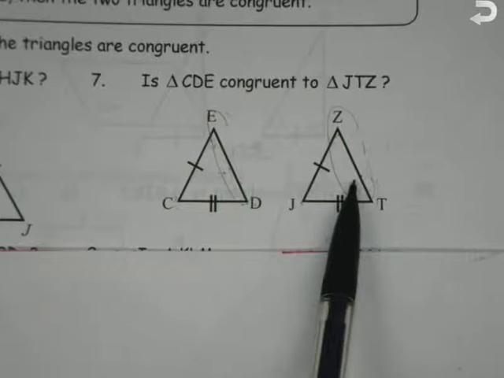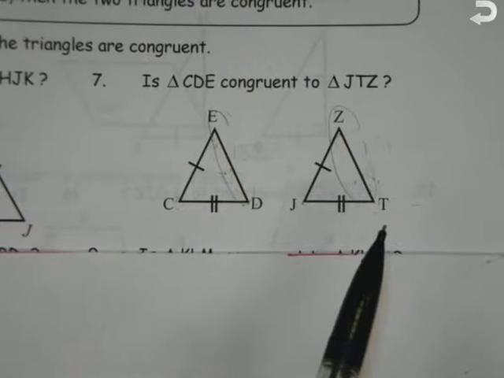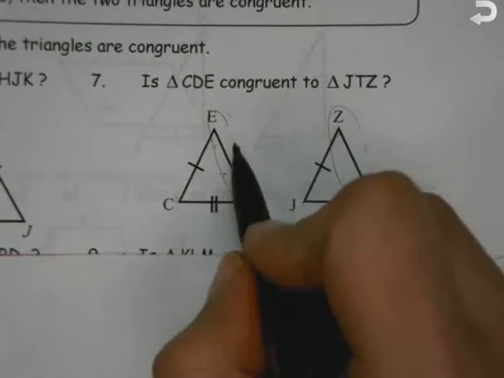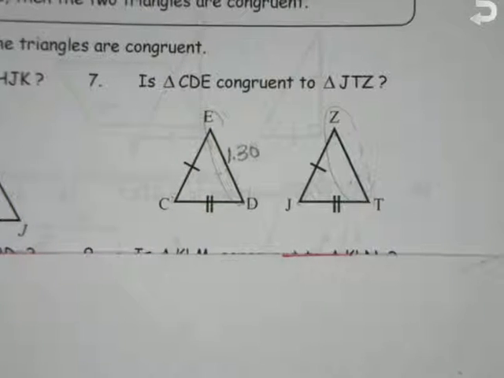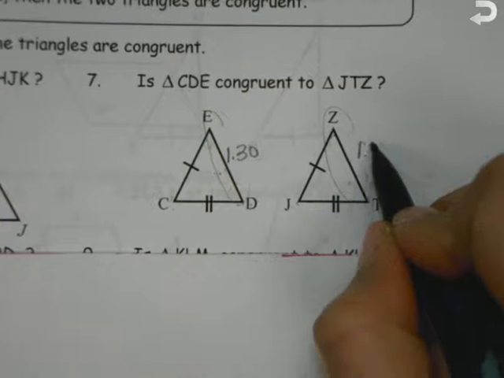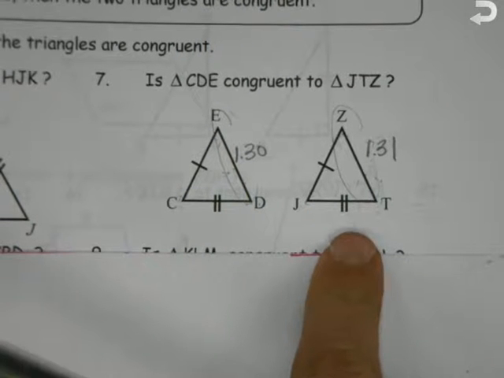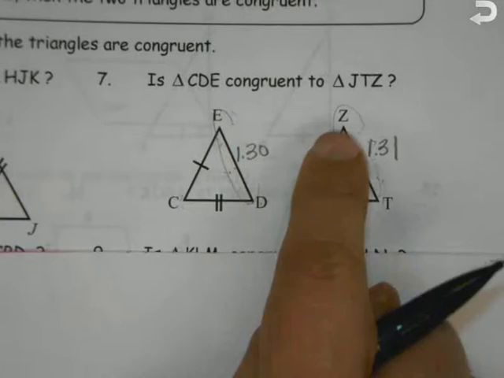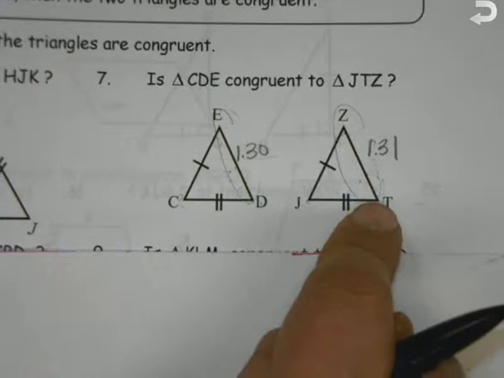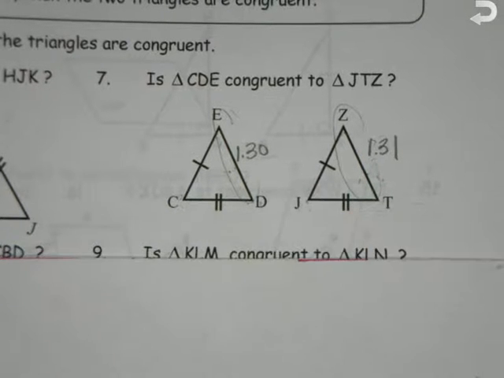Why does this make a difference? Because what if I told you that the length of this side was 1.30 and the length of this side was 1.31? They look really close, right? Are they exactly the same? No. So we cannot say that these two are congruent because not all three sides are given to me. Does that make sense? Yeah? So unless they give you all three sides, you may not assume that they are congruent no matter how close they look to each other.